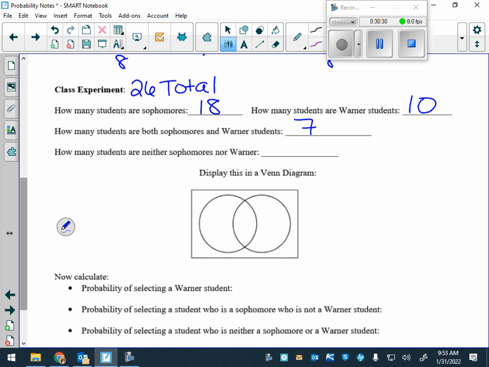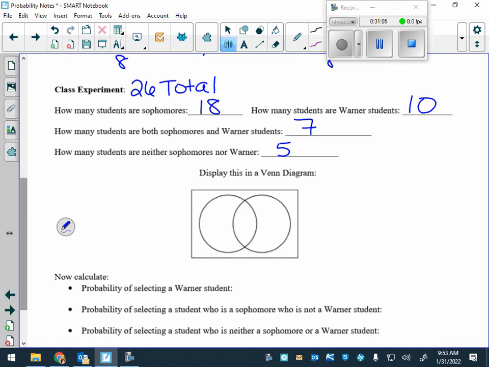How many students are neither sophomores nor Warner House? 1, 2, 3, 4, 5, 6. Are you in or no? Okay. So what are we? 5? Okay. So we're going to use this information to fill out a Venn diagram.